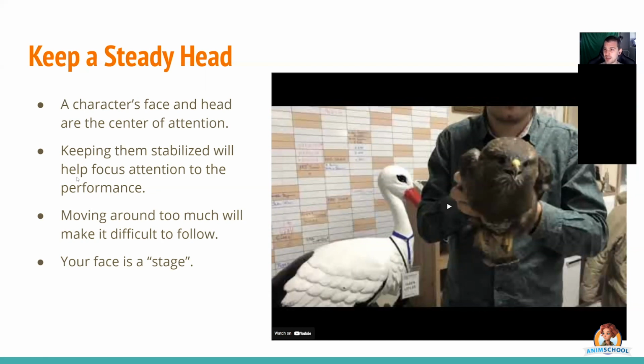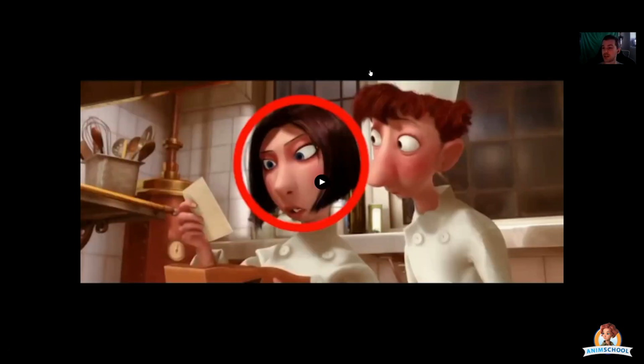We used to say at Blue Sky that your face is like a stage. There's a stage happening within your face. Your entire face is like a play. Your eyes are your actors, your mouth is, you know, whatever, everything in there is working as a stage. So you don't want your stage to be moving around too much to where the audience is unable to see what's happening on there.